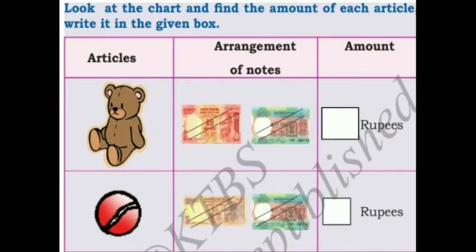Now, we should write the amount of the given articles. First, we have this toy. Here, they have given the notes spent for buying the teddy. It is 20 rupees and 5 rupees notes. What is 20 plus 5? 20 plus 5 is equal to 25, which means they spent 25 rupees for this toy.